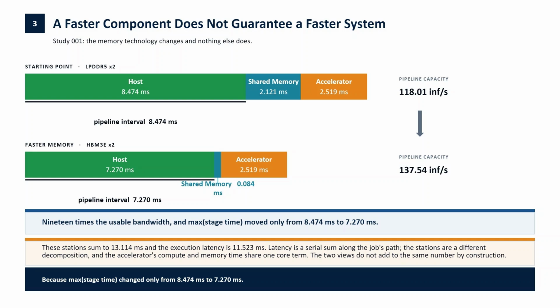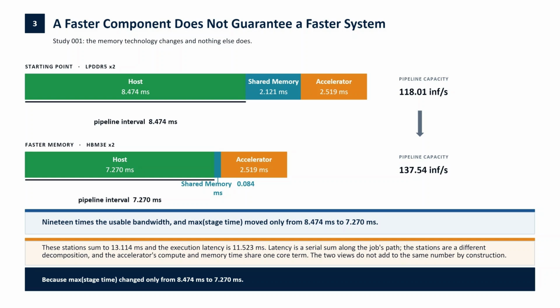As a result, execution latency decreases from 11.523 milliseconds to 9.810 milliseconds, while pipeline capacity increases from 118.01 inferences per second to 137.54 inferences per second. So, there is a clear improvement. However, delivered throughput remains unchanged at 60 inferences per second. That is because the application target itself is 60 inferences per second.